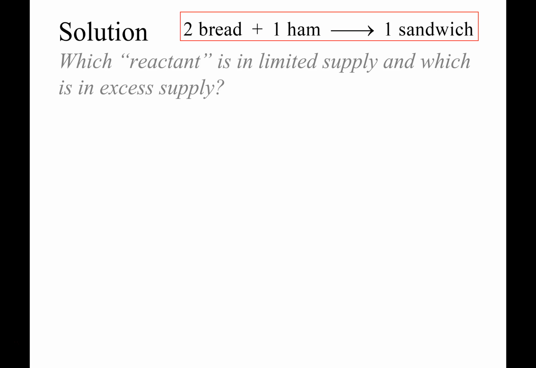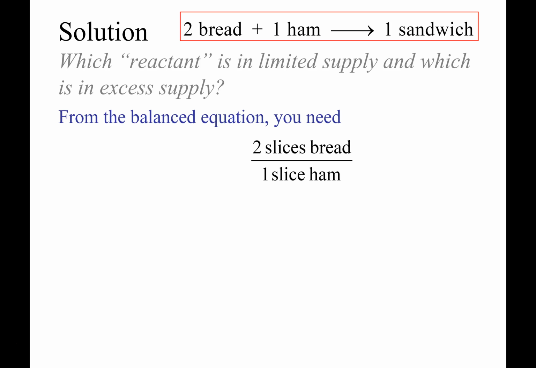So here we go. What we do is come up with what I call a need ratio. I'm going to show you my favorite way to come up with the limited reactant, which you told me is ham, the one in limited supply. There are 2 other ways I'm going to show you at the end of this part.